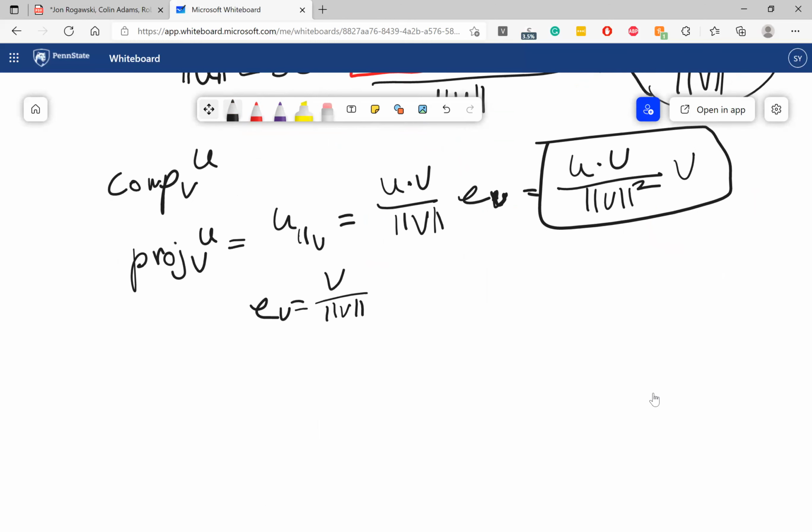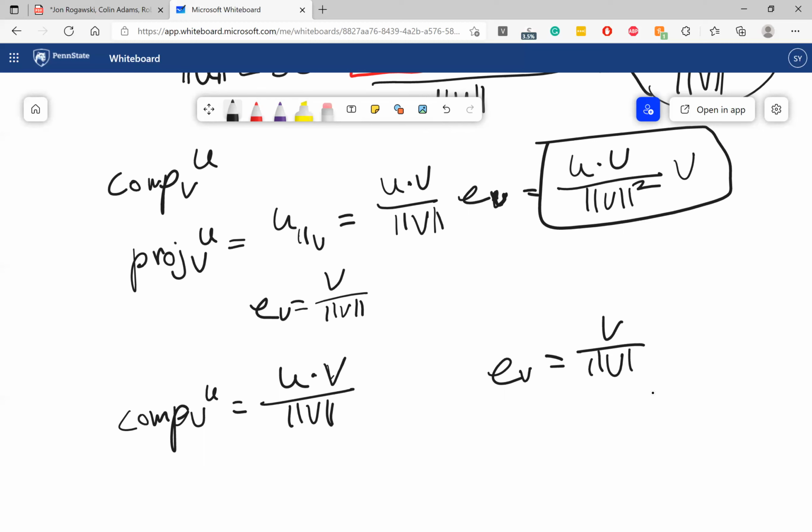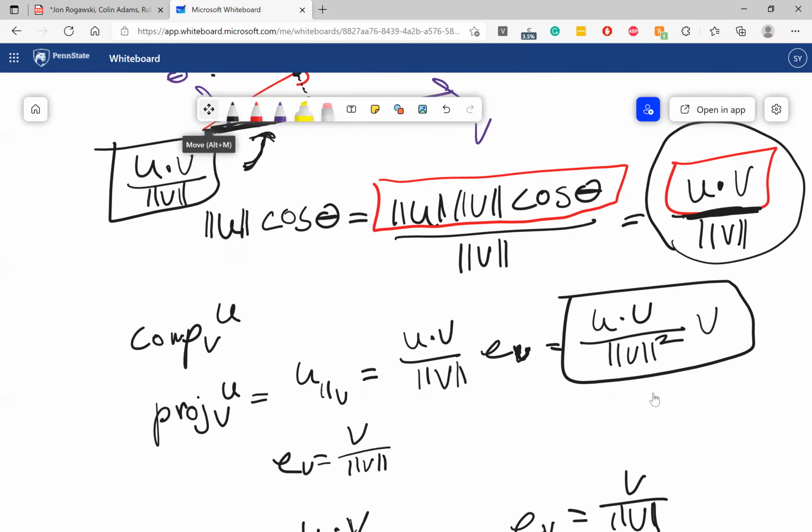the component. So remember that the component of U projected onto V is U dotted with V over the magnitude of V. And then remember that the unit vector in the direction of V is V over the magnitude of V. And then if someone asks you for the projection, just go U dot V over the magnitude of V times EV. And this makes sense. What you're doing is you're going to your projection.